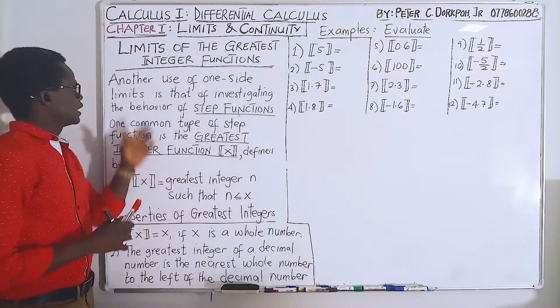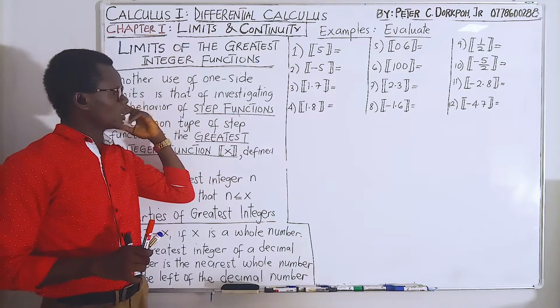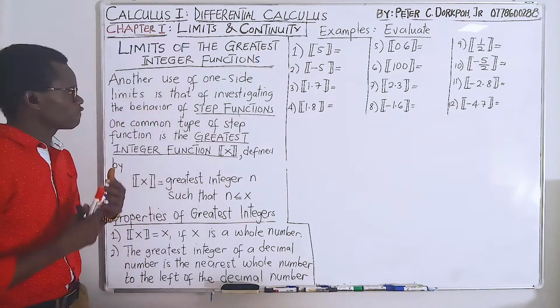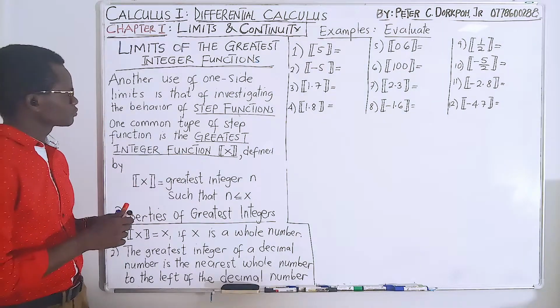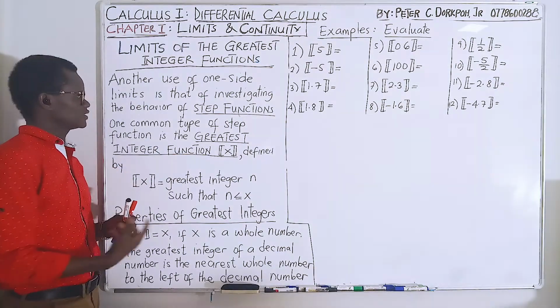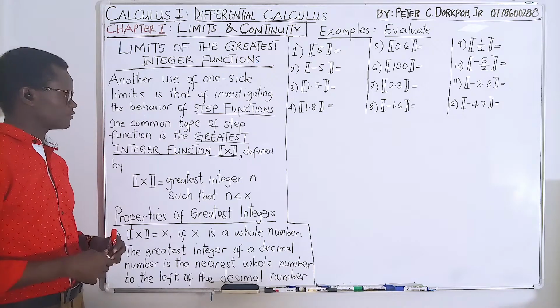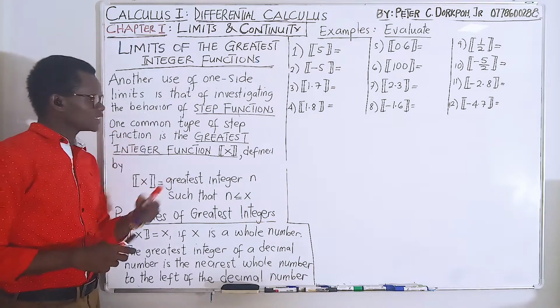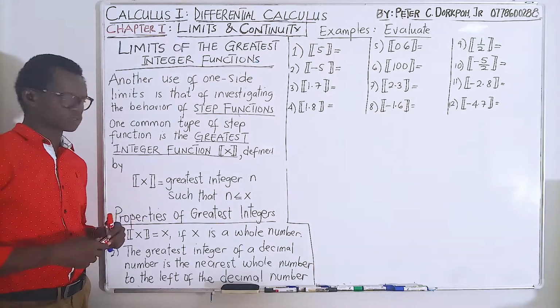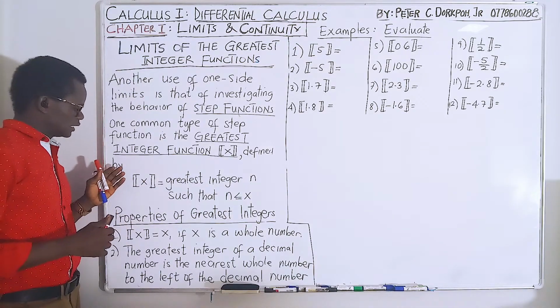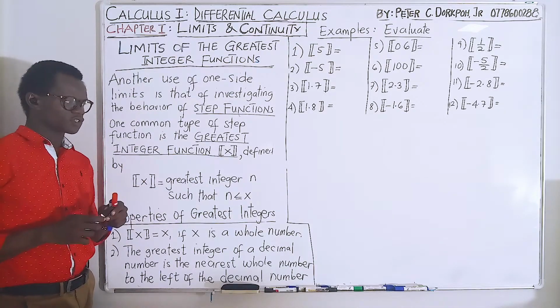Another use of one-sided limits is that of investigating the behavior of step functions. One type of step function we want to look at is the greatest integer function. There are other types of step functions. Now let's define the greatest integer function.